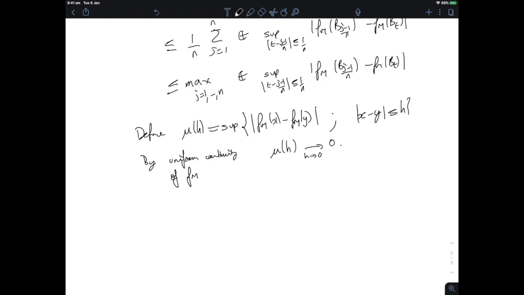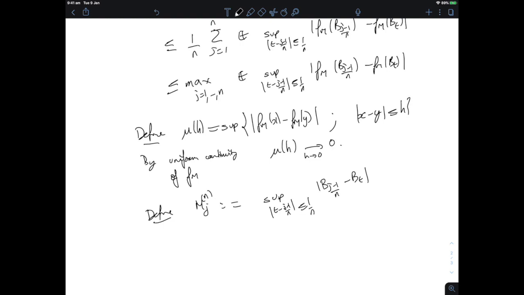Very good. Now that's when x is close to y, but I'm not applying f_m to (j-1)/n and t. I'm applying it to B_{(j-1)/n} and B_t. So I now want to also define, let's call that M_{j,n}, and M_{j,n} is going to be the supremum for all t's that are close enough to (j-1)/n, right, of B_{(j-1)/n} minus B_t.